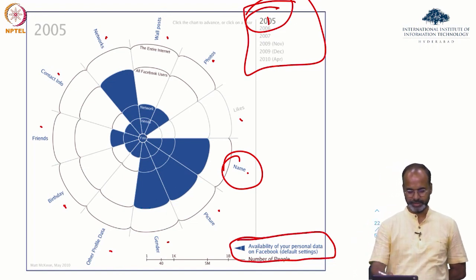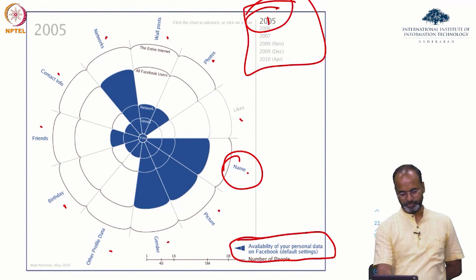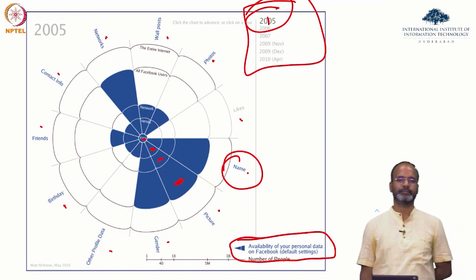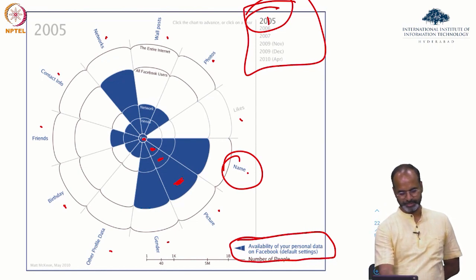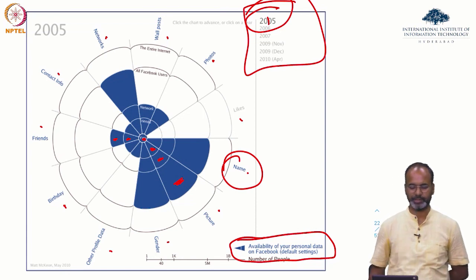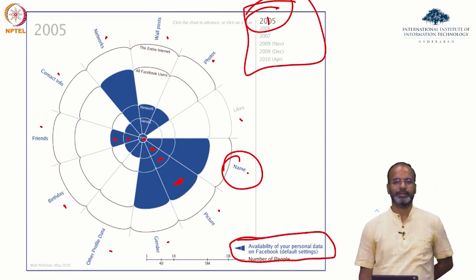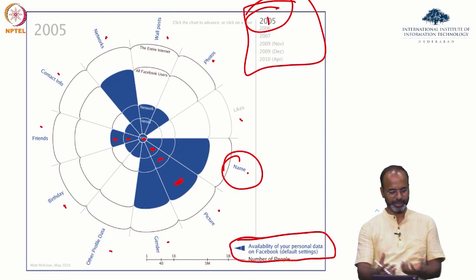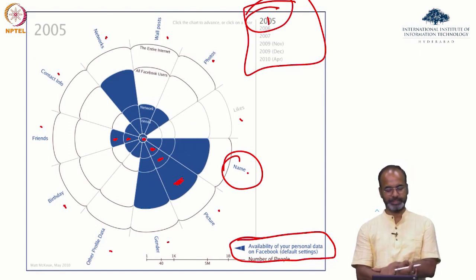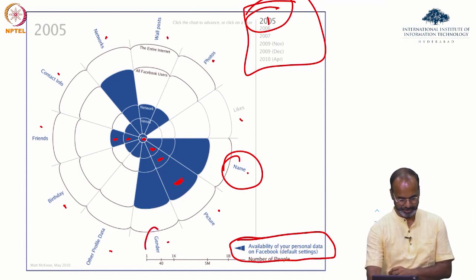How to read this? This means that my profile picture in 2005 was available to me, available to my friends, available to my network, all Facebook users. That's how you should read it. Friends was available to me, available to friends, and it was also available to the network. So that gives you a sense, meaning you can go through each one of the information that is mentioned here.